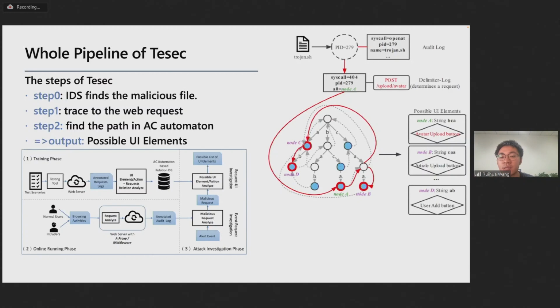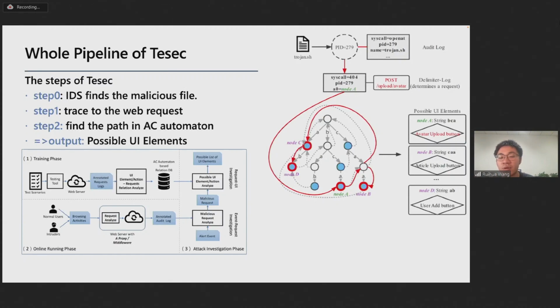Like in this picture, we output 4 possible buttons. Our entire system is divided into training phase, online running phase, and attack investigation phase. The training phase uses test cases to obtain the matching of UI elements and strings. The running phase is continuous. When an alarm is received, we will conduct an attack investigation. The speed of this stage is very fast.